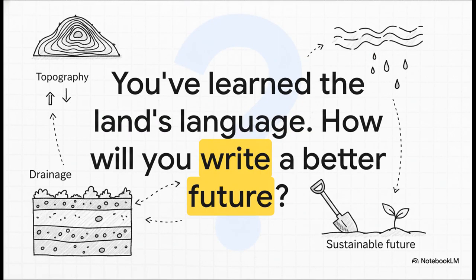We have covered a ton of ground here, from parent material all the way to soil horizons, drainage, mapping, and the influence of topography. You now have the basic vocabulary of the land's language. So the real question is, what are you going to do with it? How will you use it to read the story beneath your feet, to make better decisions, and to help write a more sustainable future for all of us?